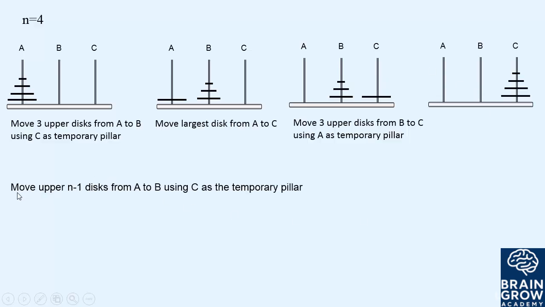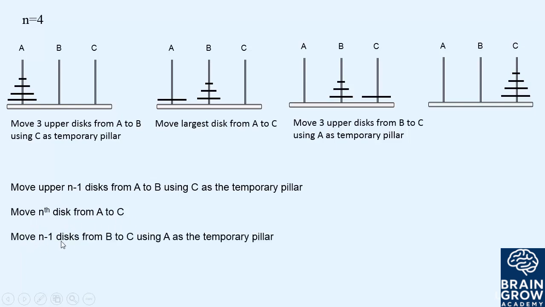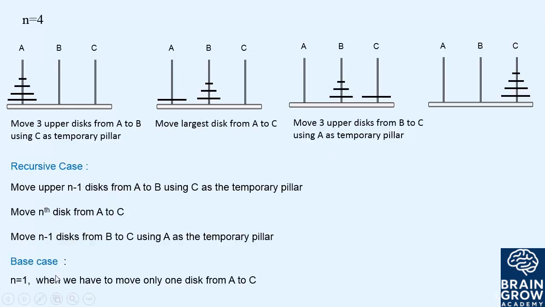Now if we have n disks, then we'll move the upper n minus 1 disks from A to B using C as a temporary pillar. Next we'll move the nth disk from A to C. And next we'll move n minus 1 disks from B to C using A as a temporary pillar. So this is the recursive case of our problem, and the base case is when n is equal to 1, when we have to move only one disk from A to C.